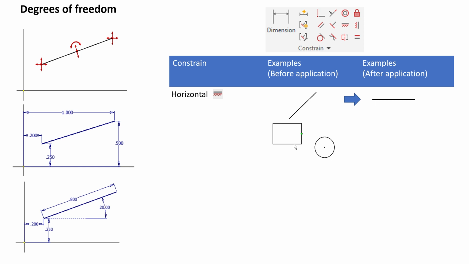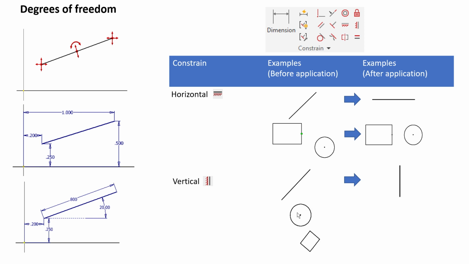Also, we can apply horizontal constraint to 2 points. So let's say this point and this point, once you apply them, these 2 points will be aligned horizontally. And similarly, when you apply a vertical constraint on this line, the line will become a vertical line. And again, similarly, when you apply the vertical constraint for 2 points, one in here, one in here, once I applied it, you will see these 2 points are aligned vertically.